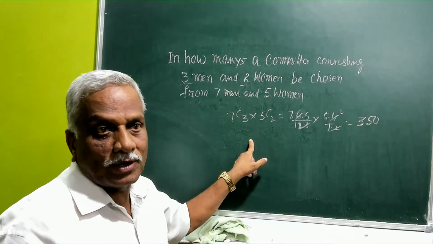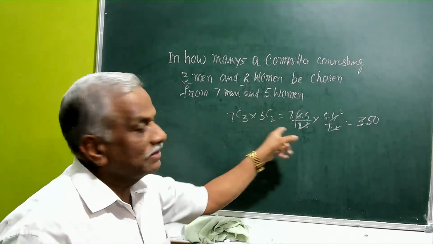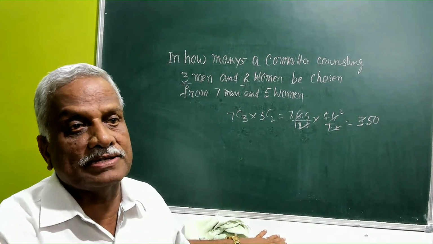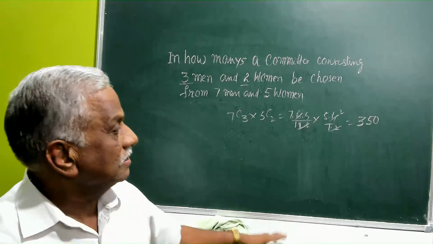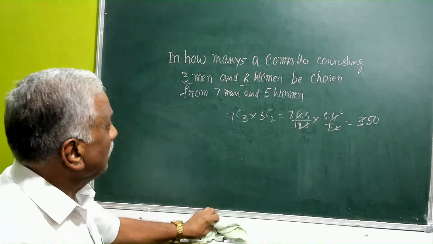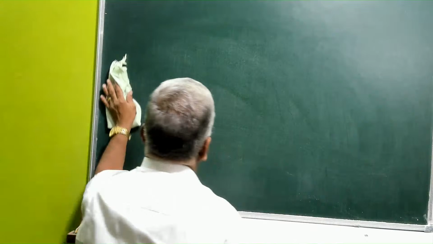The problem is not over. You have to complete the problem by selecting 2 women also. Therefore, we are using the fundamental principle here. Men can be selected in M ways, women can be selected in N ways. Both of them can be selected in M and N ways. Let me work one more problem so that we have a clear idea of these sets of problems.